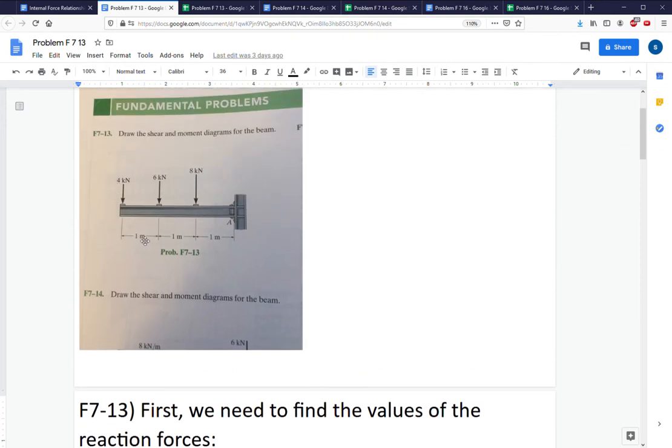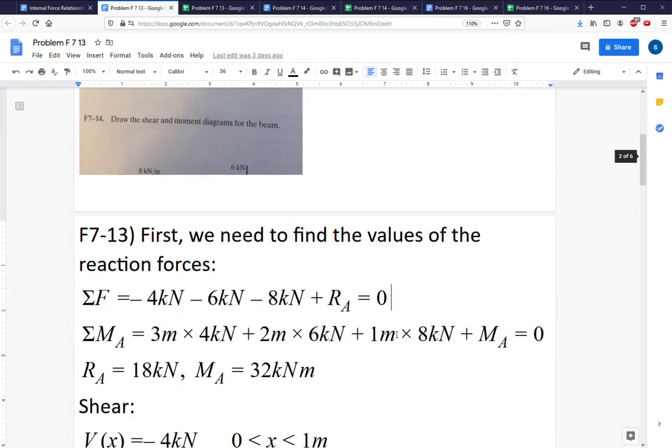Next, we want to use the sum of moments equation. I'm going to select point B so that the reaction at A is not going to affect this. So these 3 forces each create moment in the positive direction. So this will create 4 kilonewtons times 3 meters, 6 kilonewtons times 2 meters, and 8 kilonewtons times 1 meter, plus the reaction moment at A.